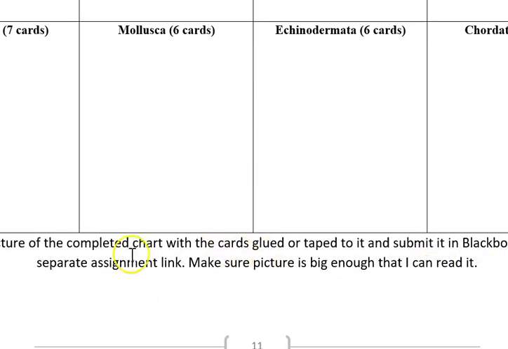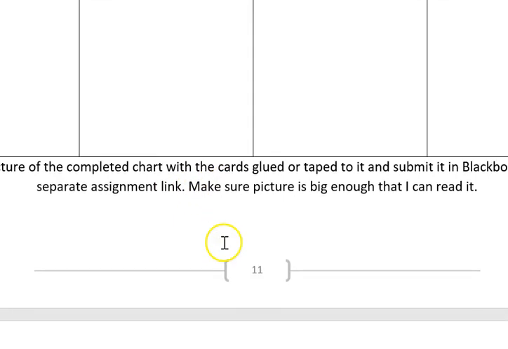I know you can't see the whole thing, but take a picture of the completed chart, with the cards glued or taped to it, and submit it to Blackboard. Again, it's a separate assignment link, and again, make sure I can read it.